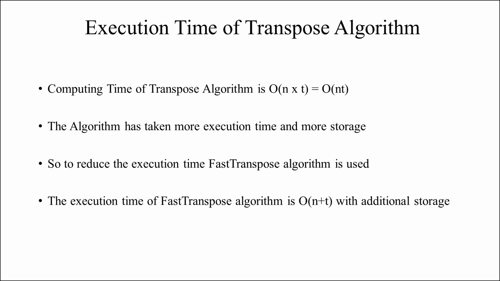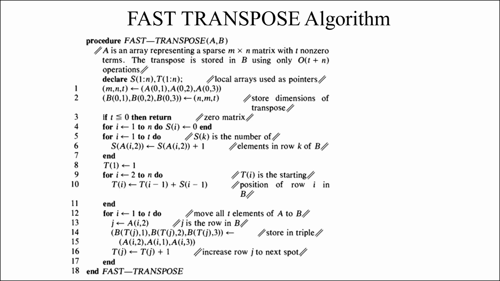So in order to reduce the execution time, the fast transpose algorithm is used. The execution time of the fast transpose algorithm is big O of n plus t, but with additional storage. So when compared to the execution time of the transpose algorithm which was previously presented, the fast transpose algorithm's execution time is very much less. Now we'll look into the fast transpose algorithm. So these are the fast transpose algorithm instructions. We'll see the algorithm step by step.